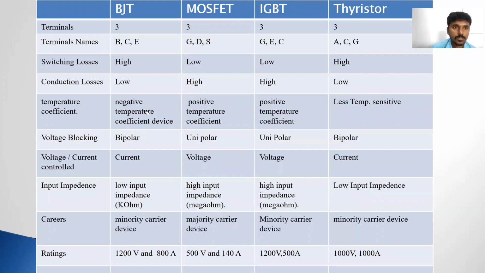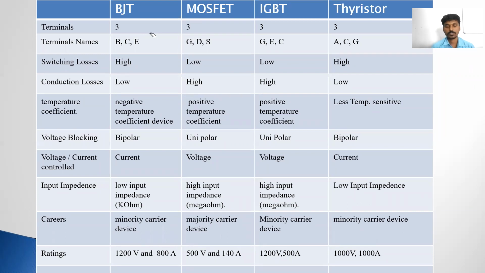Okay, whatever. So what are the terminals of the BJT? Base, emitter, collector, three terminals. The MOSFET also has three terminals, the IGBT also has three terminals, and the thyristor also has three terminals. So the terminals of the BJT are base, emitter, collector.